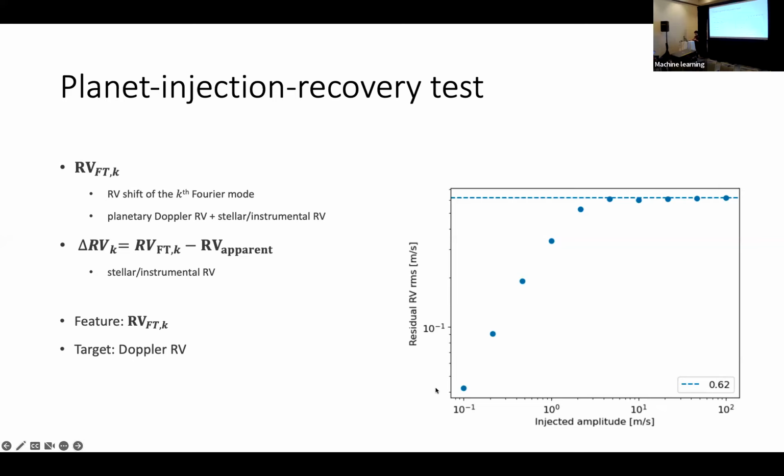So this is just the result showing the residual RV, which is the difference between the prediction and the true RV, as a function of the injected amplitude, and it shows that there's a floor at about 0.62 meters per second.